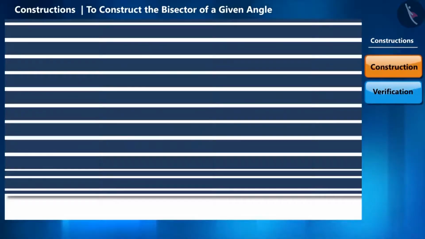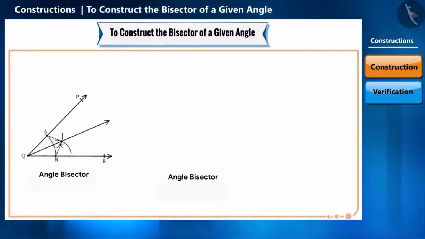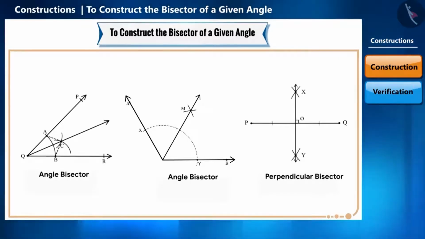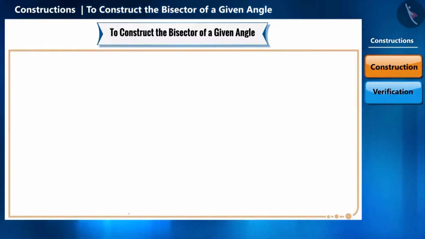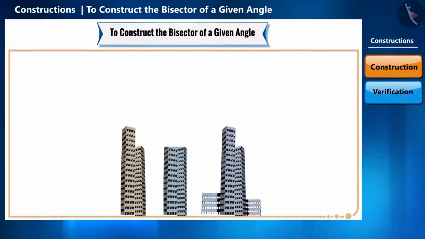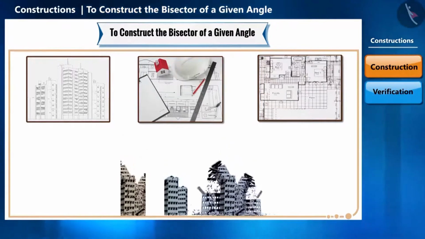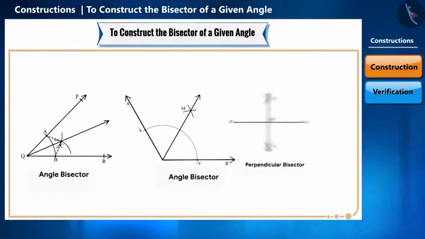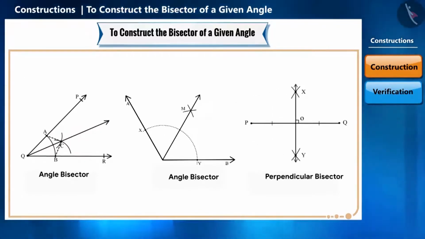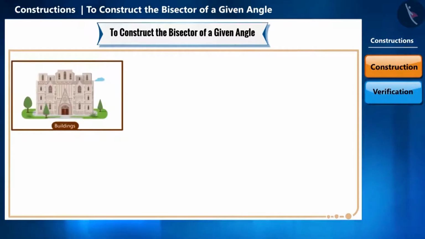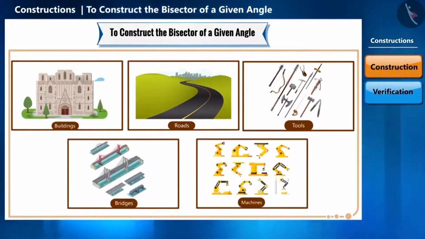So let's start. Friends, can you tell why it is important to learn how to draw these geometric constructions accurately? To construct big buildings, we first prepare a blueprint. And if this blueprint is not accurate, will this building be built correctly? No. And to make the correct blueprint, we use these geometric constructions. Similarly, these constructions are also used for making many buildings, roads, tools, bridges, machines, etc.